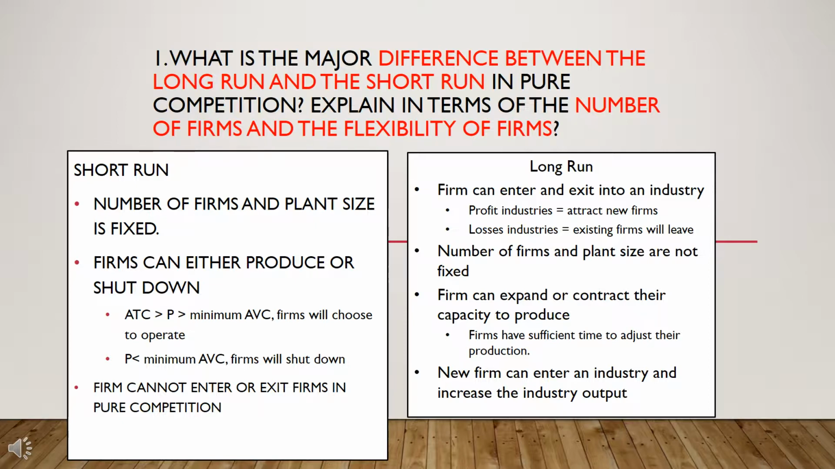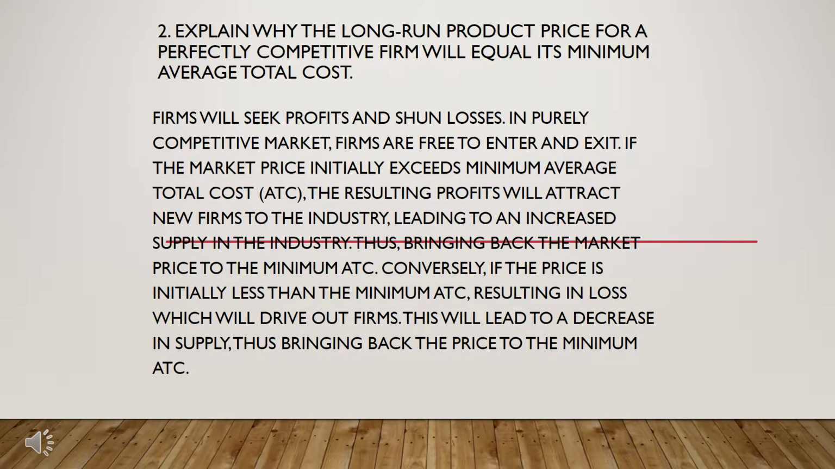If an industry is experiencing economic losses, firms will leave, causing the supply curve to shift to the left. As supply falls, the product price rises until the economic loss is eliminated and price equals minimum ATC. Firms will seek profits and shun losses. In a purely competitive market, firms are free to enter and exit.